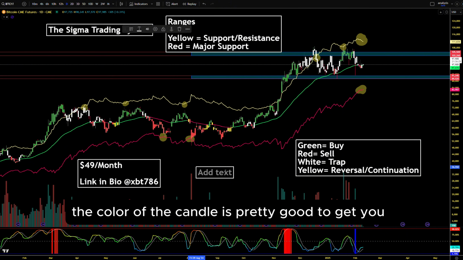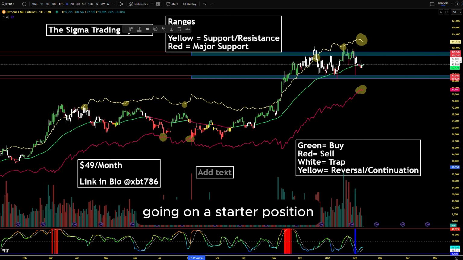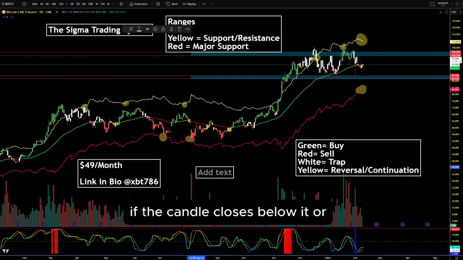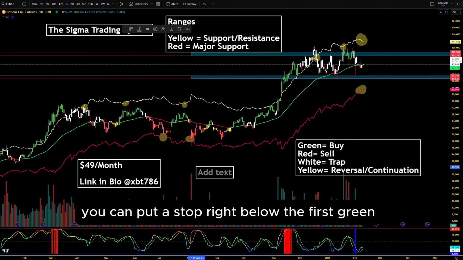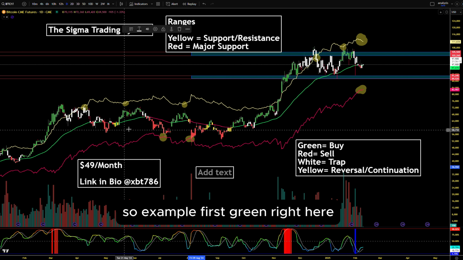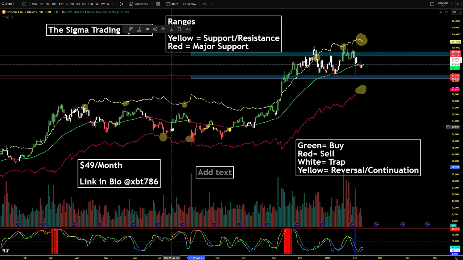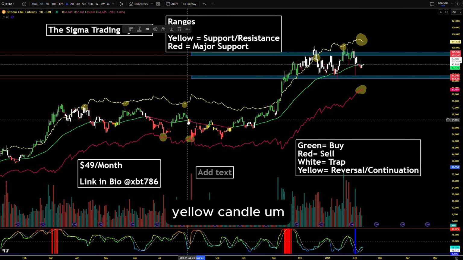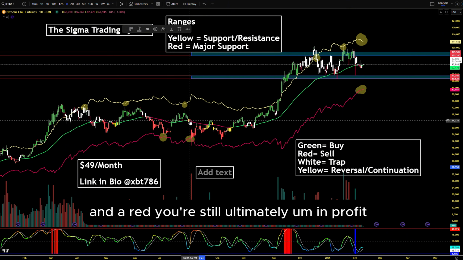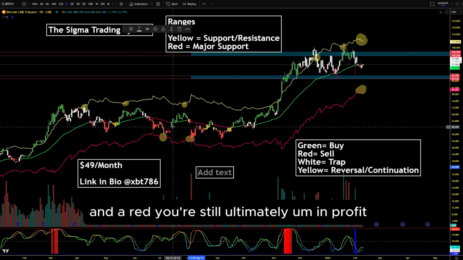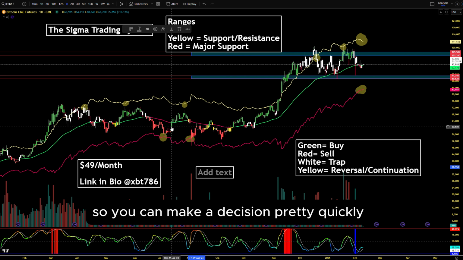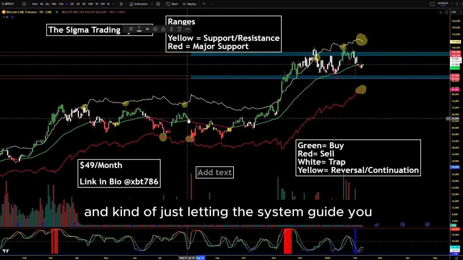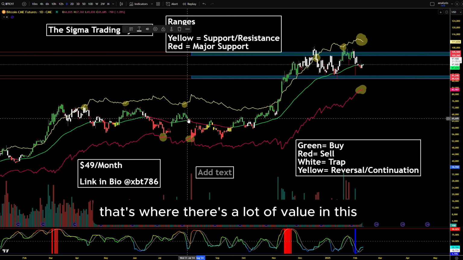The color of the candle is pretty good to get you going on a starter position because you can mitigate that risk immediately if the candle closes below it, or you know, you could put a stop right below the first green. So example, first green right here, you know, you have a starter position, you're ultimately in profit, right? Right here, yellow candle and a red, you're still ultimately in profit. So you can make a decision pretty quickly based off of this and kind of just letting the system guide you. So that's where there's a lot of value in this.